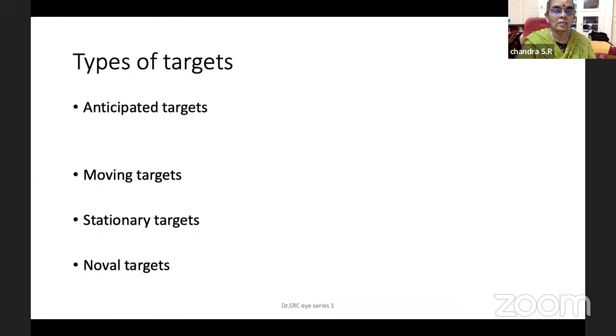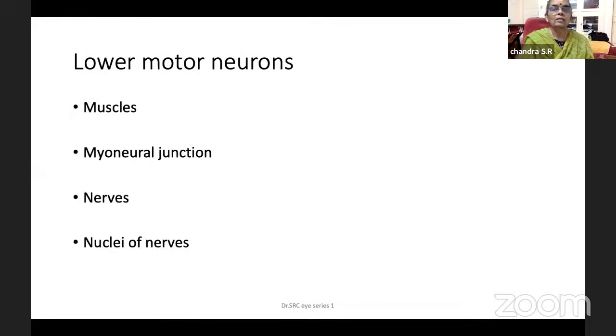So movements are not only because of head movement or eye movement, but also because of the nature of the target, which may be an anticipated target, a moving target, a stationary target, or a totally unanticipated novel target. And in the lower motor neuron, we have got the muscles, the myoneural junction, the nerves, and the nuclei of the nerves. Up to this is the lower motor neuron. This session is only some words and some anatomy. So these are the lower motor neuron structures.